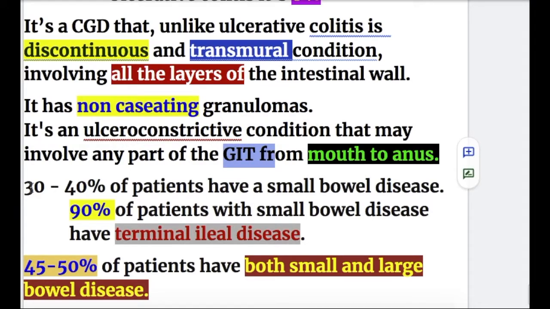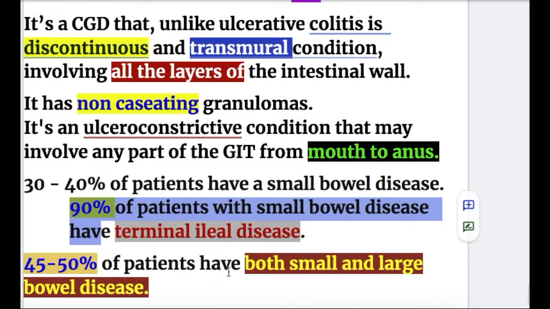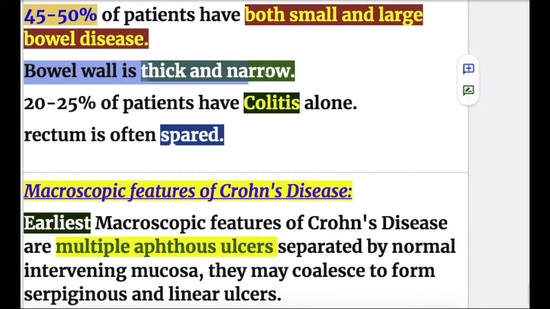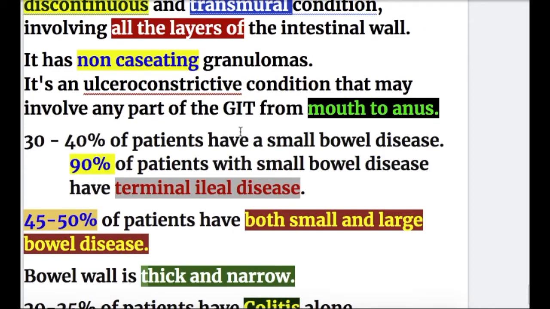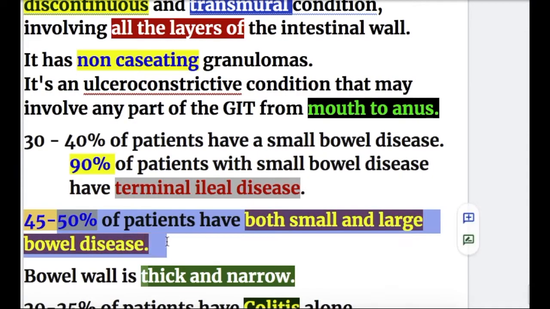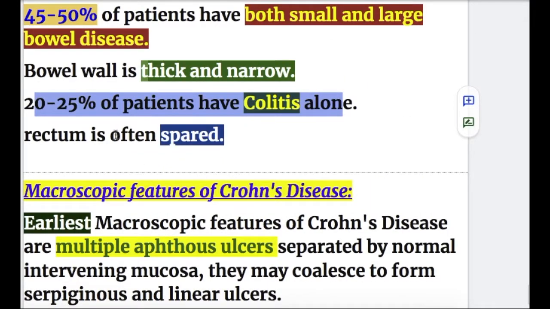and the most common site is the small bowel, and 90% of cases are in the terminal ileum. And 45 to 50% of patients have both small and large bowel disease. The bowel wall is thick and narrow, and 25% of the patients have colitis alone. Rectum is often spared. So summing it up, the most common site of Crohn's disease is the small bowel, and 90% in the terminal ileum, and 50% of patients have both small and large bowel disease, and 25% of the patients have colitis, and rectum is often spared.